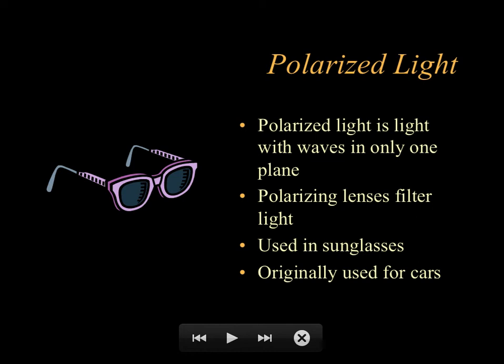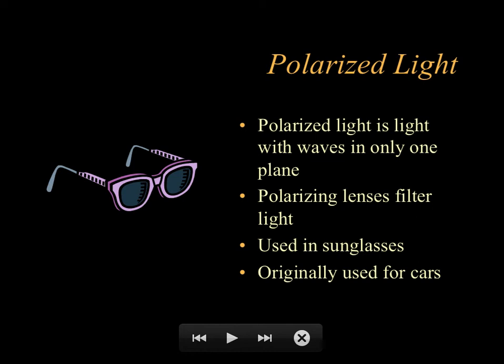With polarized sunglasses, for example, you have some of the light blocked because there's only one orientation coming through. That can help remove reflections, for example, because when light bounces off something, it might be coming off polarized, and then if you have polarized lenses, you're cutting out some of that.